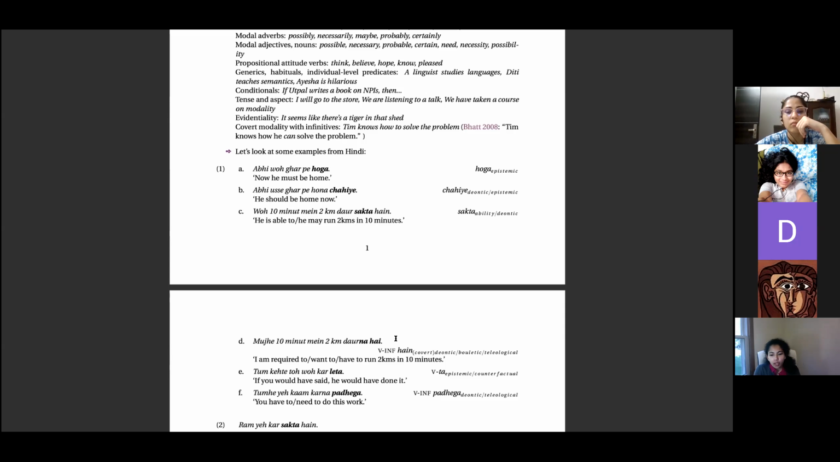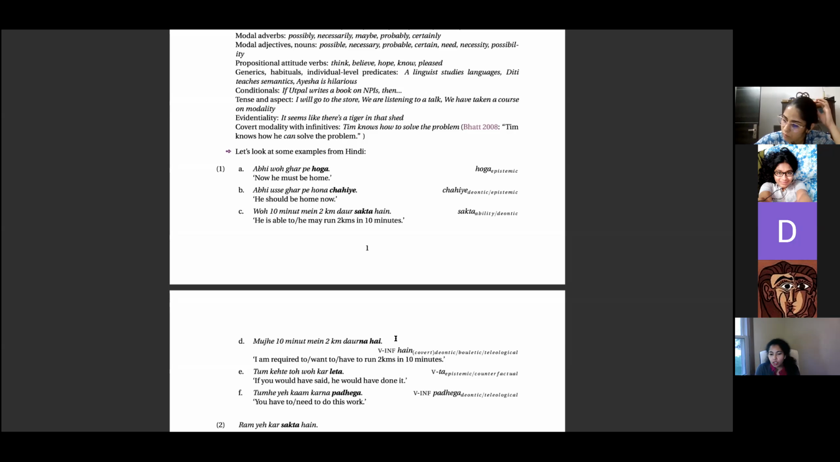Okay, and then you have your verb with ta. So tum kehte to wo kar leta, which is sort of going into the domain of maybe counterfactual, where if you would have said he would have done it, but there is also, I checked with some people, they do get an epistemic reading as well, where based on my knowledge, he would have done it.